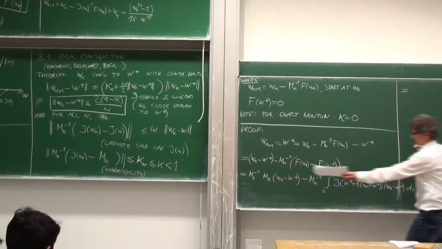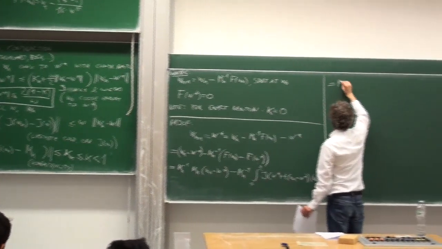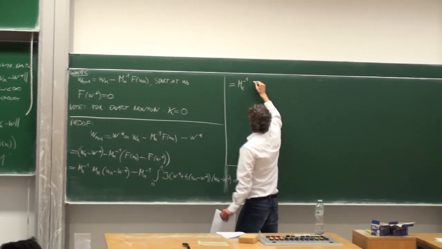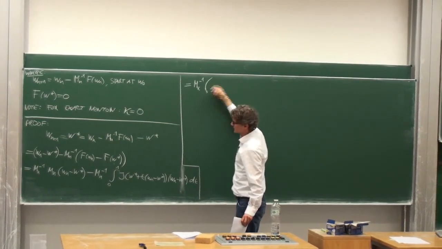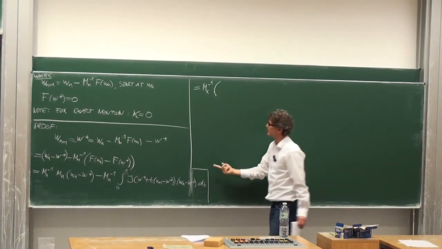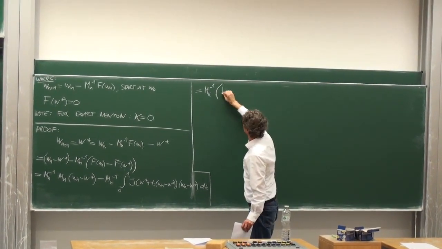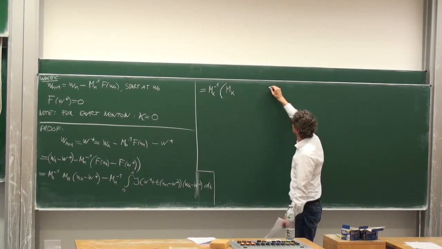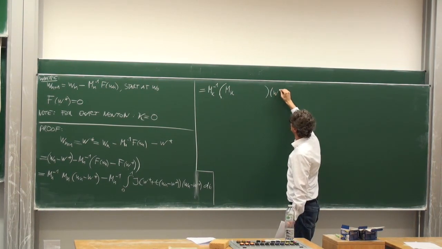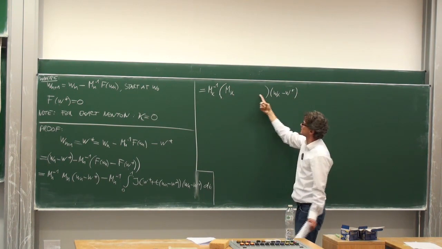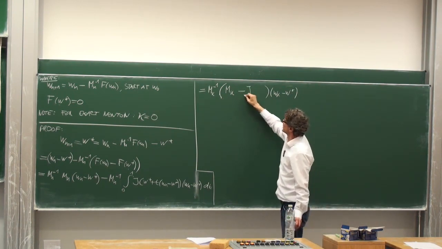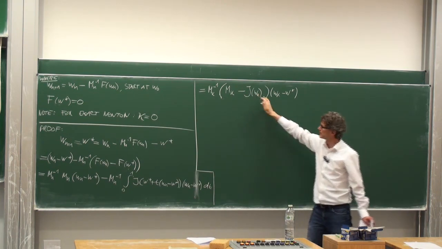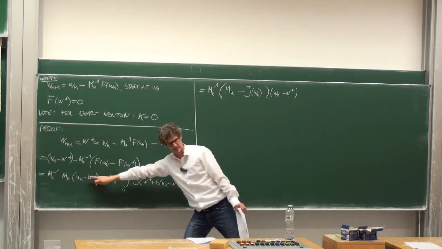So I will go on here. I have mk to the minus 1. And now I do a change at the beginning, and I will also do the same change at the end. So here I have now mk, and I want to multiply this whole thing with wk minus w star. But I modify this by just subtracting the whole thing here, the j of wk. This is the only modification to that term until now.